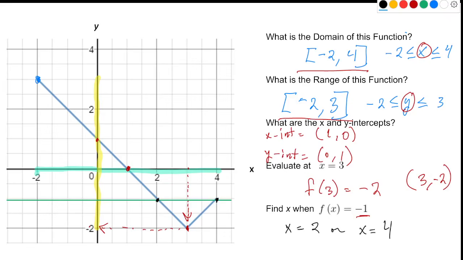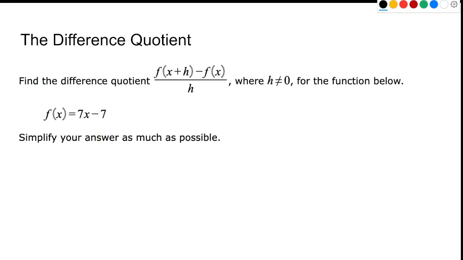So that's some function things that we're going to be looking at. Evaluating, finding domain and range, intercepts, those types of things. And our last concept for today is something called the difference quotient. And this is really set up to help prepare you for calculus. We use this quite a bit.